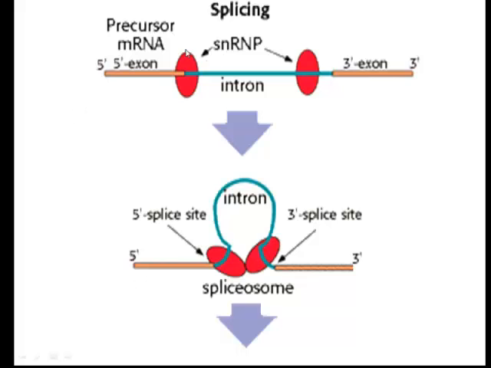So this is splicing. This is intron, this is exon, this is exon 1, another exon. In splicing, I want to remove this part, and here this part is removed by spliceosomes.